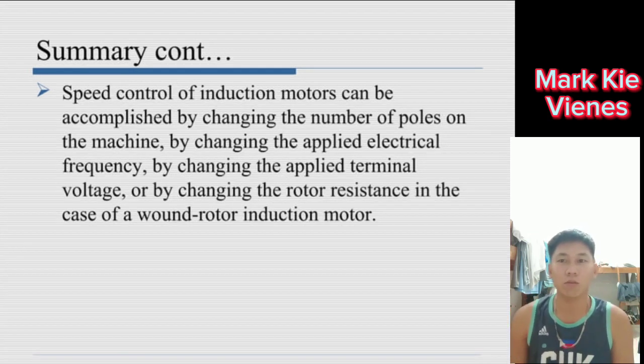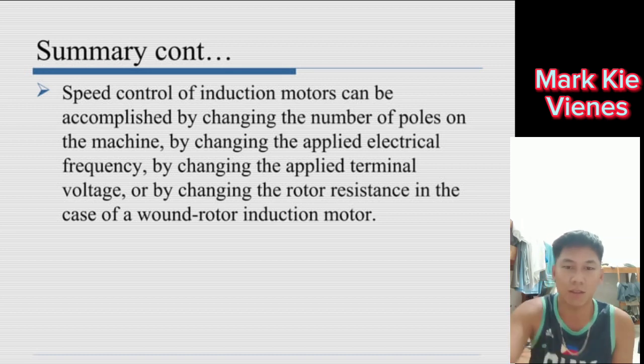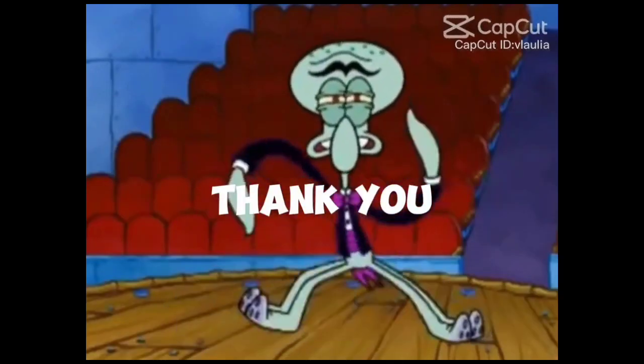Summary continued. Speed control of induction motors can be accomplished by changing the number of poles on the machine, by changing the applied electrical frequency, or by changing the rotor resistance in the case of a wound rotor induction motor. Thank you.